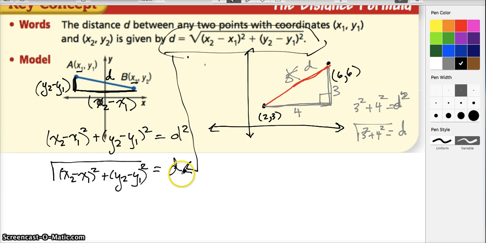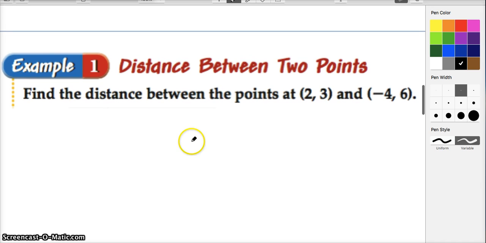So we're going to use the distance formula in this section to find the distance between 2 points. So here we go. Find the distance between 2 points. Hey, you don't have to draw the graph. We have a formula that does everything for us.